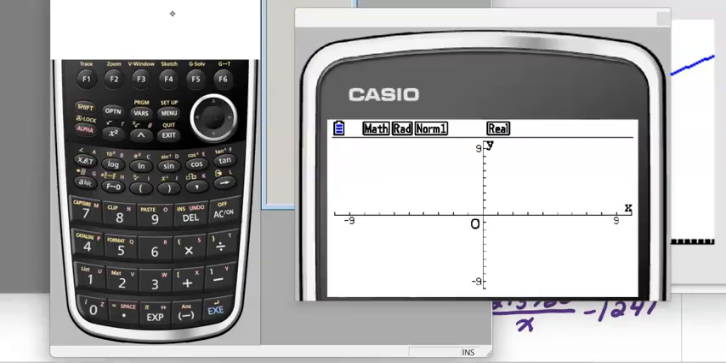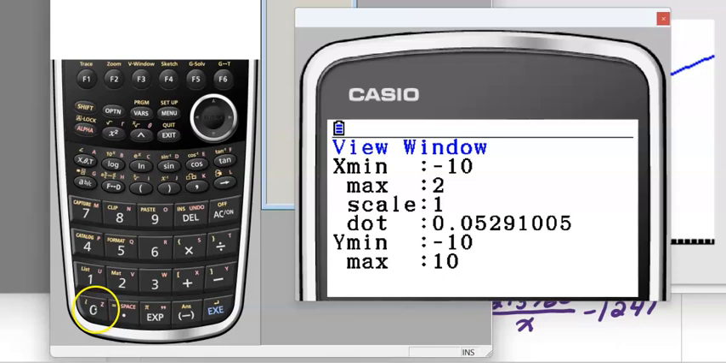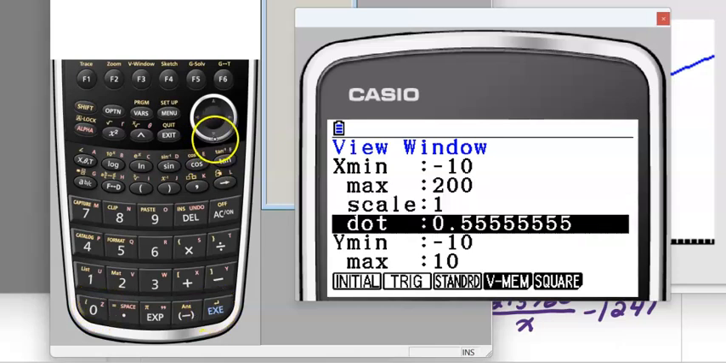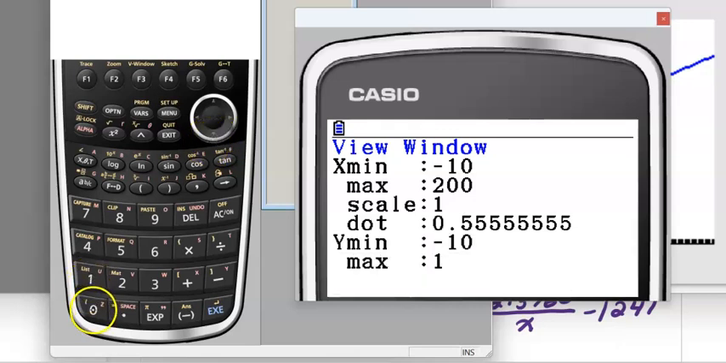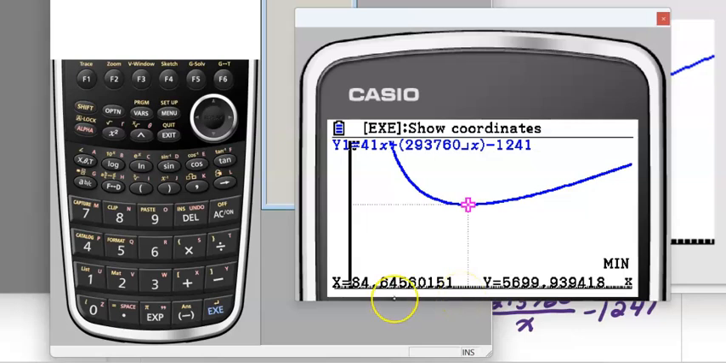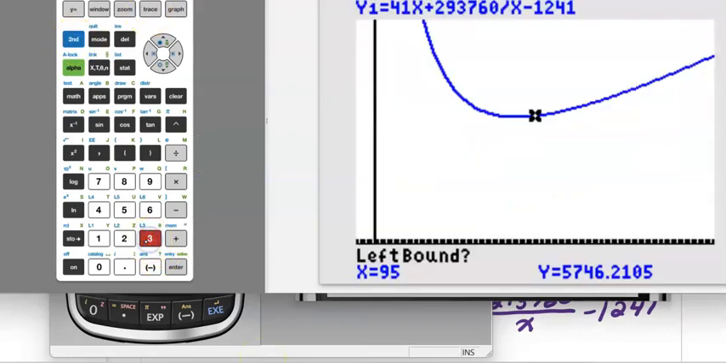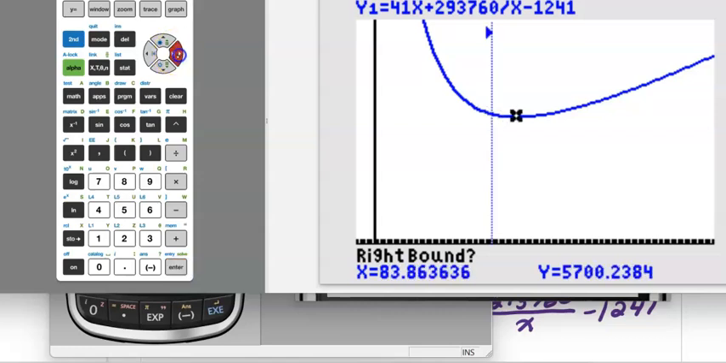So now that I got the window, I would have done the same thing on the Casios. I would have pressed Shift, Window. I would have changed the X max, but we already know it's 200 from the TI. And then I'm going to go down to the Y max, and 10,000 gave us a good window. So then I can see that. Casios, Shift, G-Solve, minimum, and you'll get the minimum 84.646. TIs, Shift, Trace, or Calculate, minimum. Go to the left of the minimum, press Enter. Go to the right of the minimum, press Enter. Then move towards the minimum and press Enter, and you'll get the same answer.